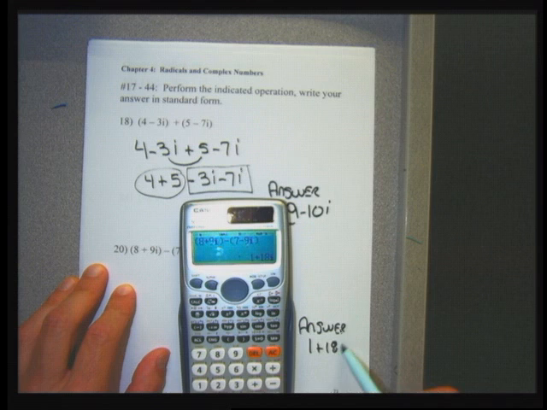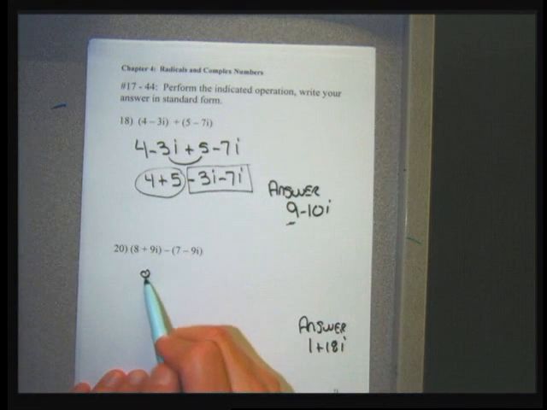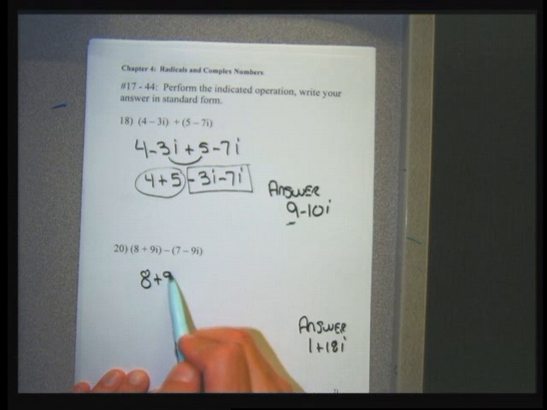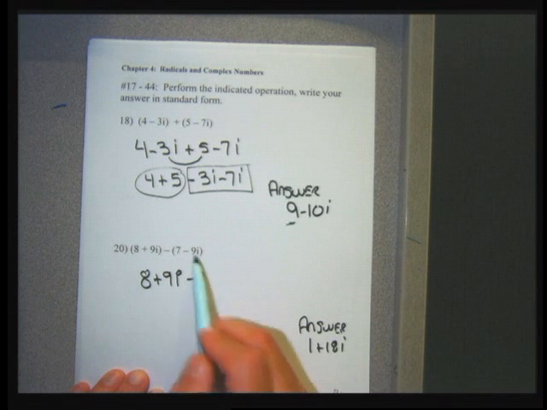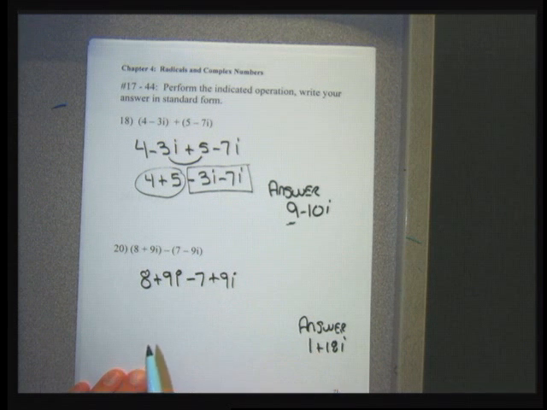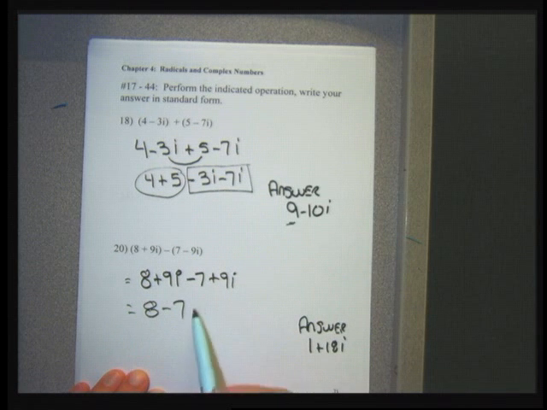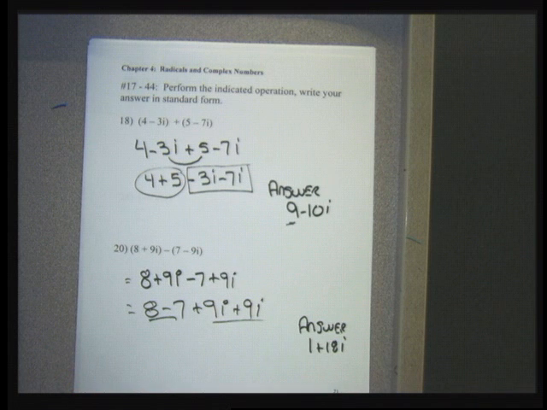First parentheses by hand I can just drop. Second parentheses, because there's a minus in front, I need the opposite. The opposite of positive 7 is negative 7. The opposite of negative 9 is positive 9, and you still need that i. Then I can rewrite this as 8 minus 7 plus 9i plus 9i. The 8 minus 7 gives me the 1 that my calculator gave me, and the 9i plus 9i gave me the 18i my calculator gave me.